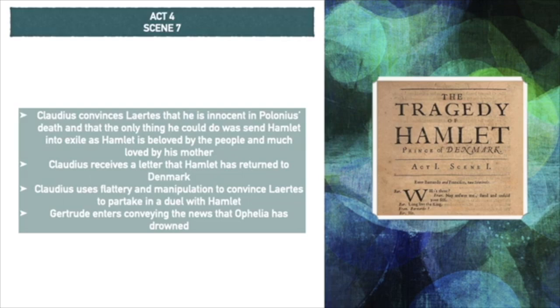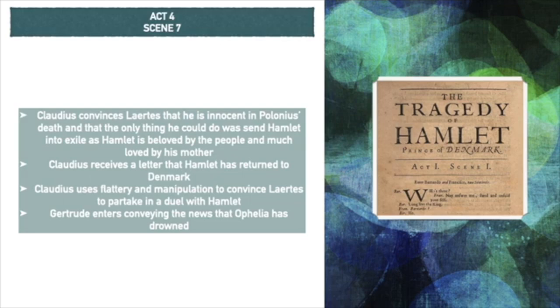In this scene, Claudius convinces Laertes that he is innocent in Polonius' death, and that the only thing he could do in order to sort of rebuke Hamlet or to punish Hamlet for Polonius' death was to send Hamlet into exile, as Hamlet is beloved by the people and much loved by his mother.